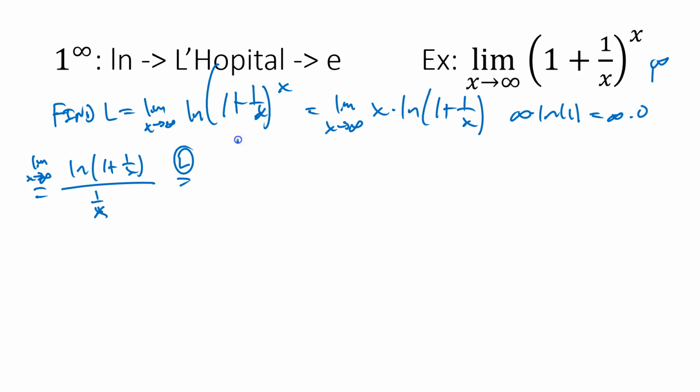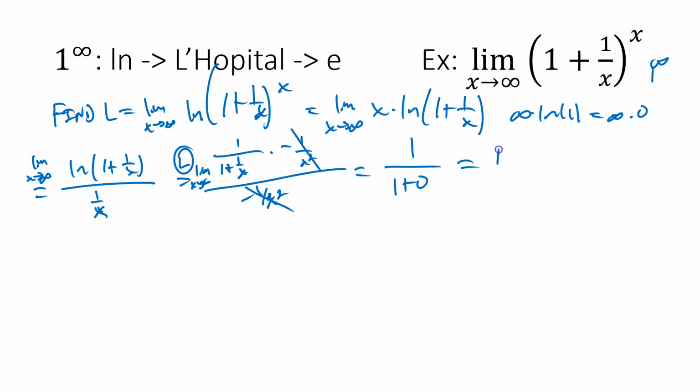Derivative of the top: 1 over (1 plus 1 over x). That's the derivative of natural log. And then times the derivative of the inside, which is negative 1 over x squared. Then on the bottom, this is all the limit as x approaches infinity. On the bottom, the derivative of 1 over x is negative 1 over x squared. Hey, nice, these cancel again. So now we plug in infinity. We have 1 over (1 plus 0), which is 1.